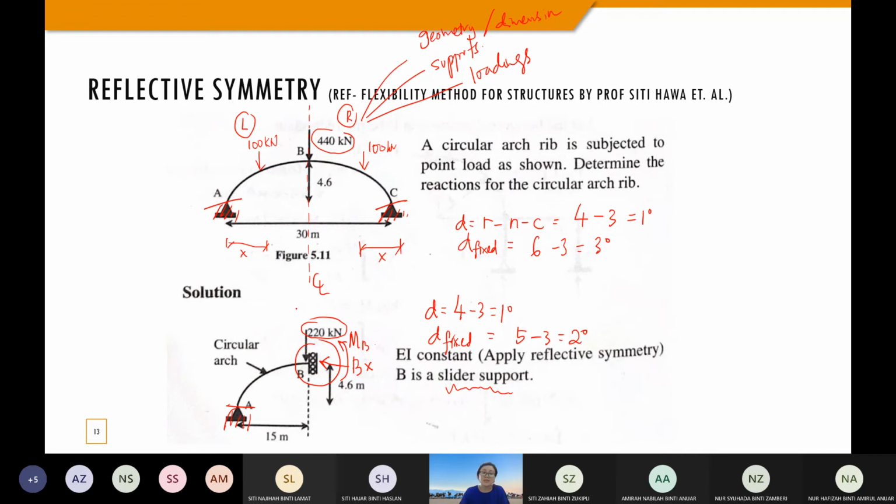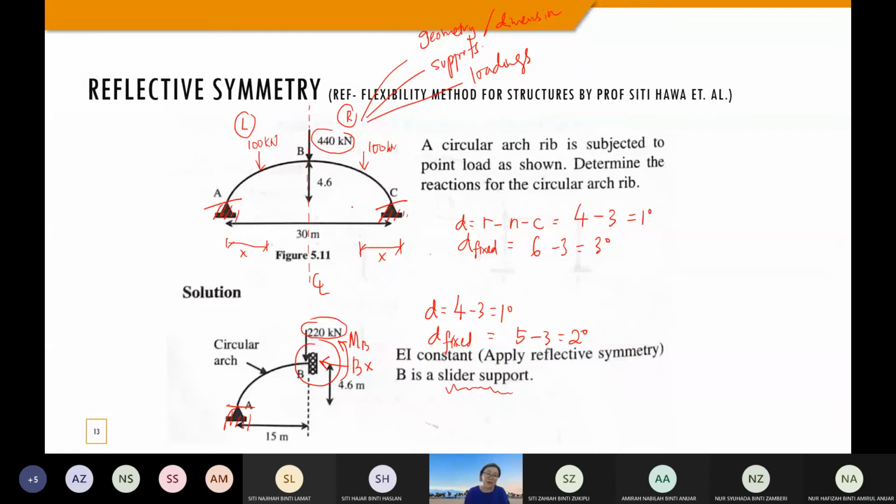This is because this point load is acting at the mirror line. Okay, when it is acting at the mirror line, you need to split it into two. One half of it to the left part and half of it to the right part. Therefore, only 220 kilonewton should be placed at B for this reflective symmetry geometry.